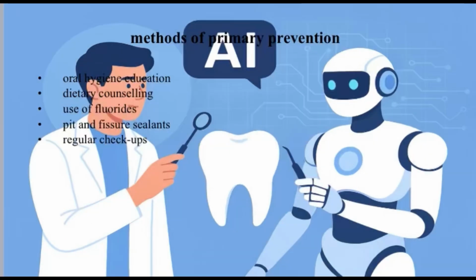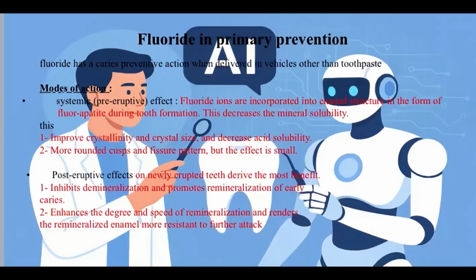Methods of primary prevention: 1. Oral hygiene education. 2. Dietary counseling. 3. Use of fluorides. 4. Pit and fissure sealants. 5. Regular checkups. Fluoride in primary prevention. Fluoride has a caries preventive action when delivered in vehicles other than toothpaste.